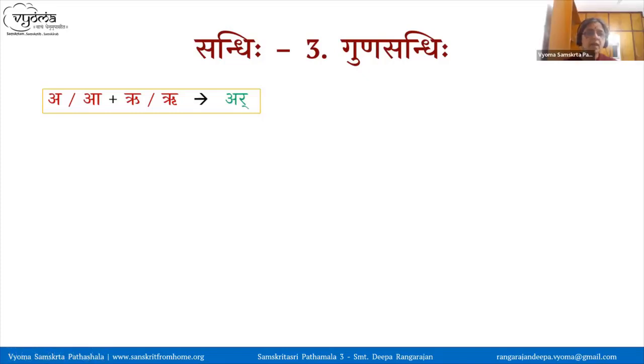Next is Akara or Akara with Trikara or Rukara. Gives Ar. Lalita Bhagini.